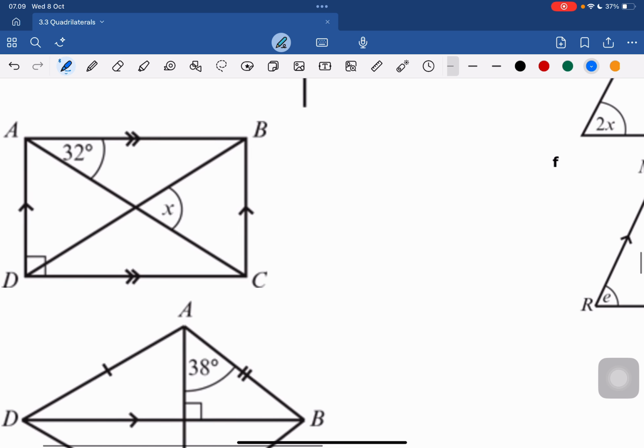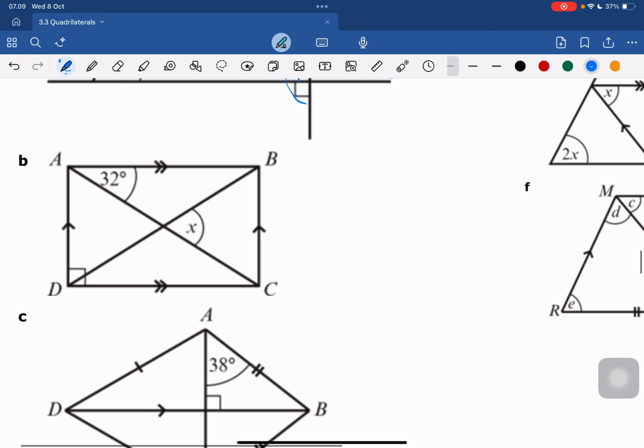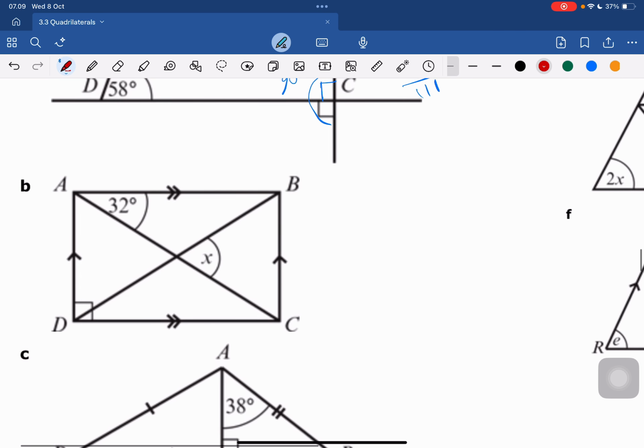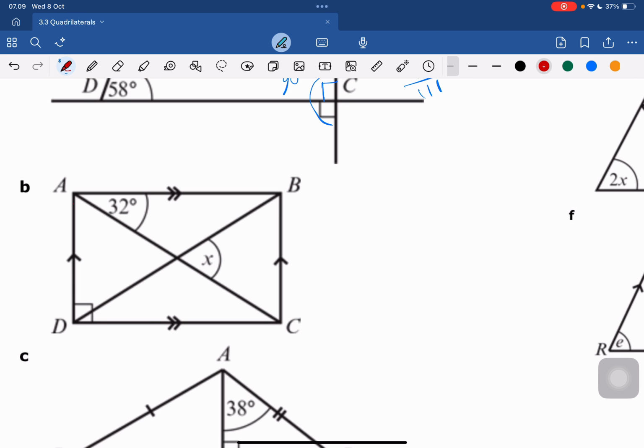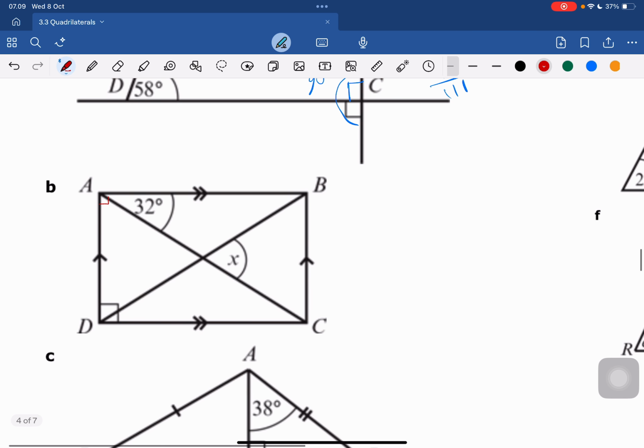Next for B. What can we see from here? Okay, look, this is the right angle. So this is 90 degrees minus 32 degrees equal to 58 degrees. So this is 58 degrees from here.